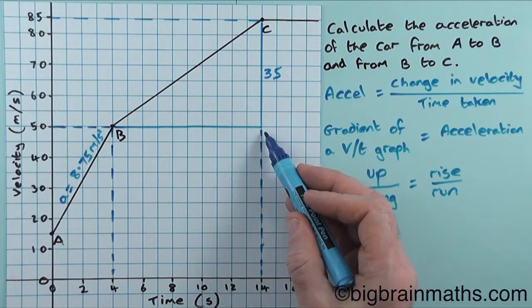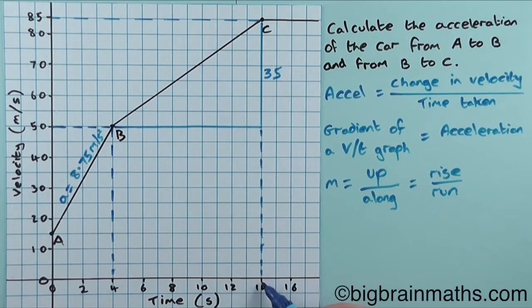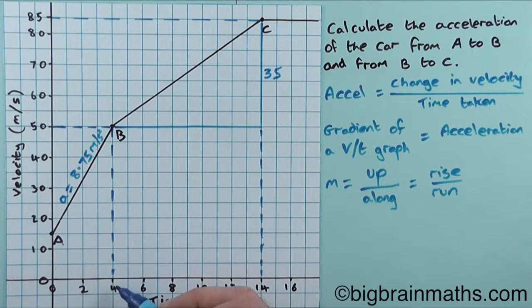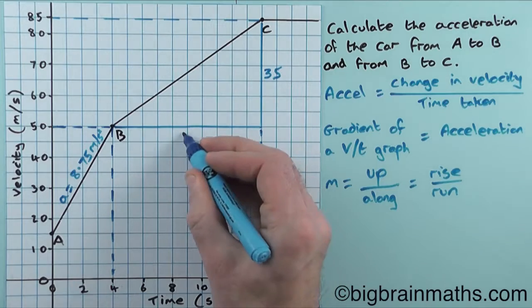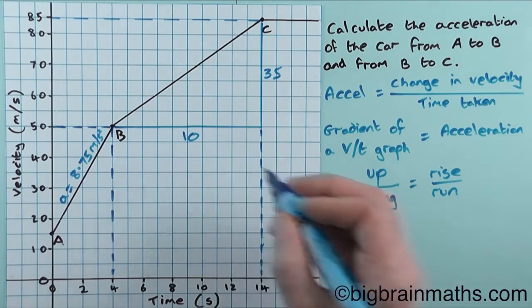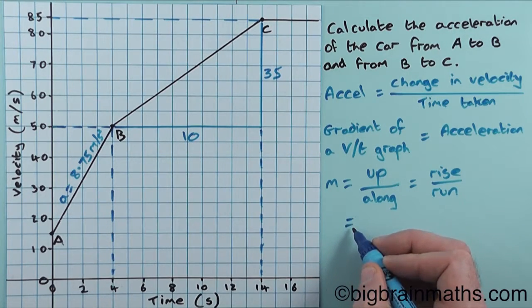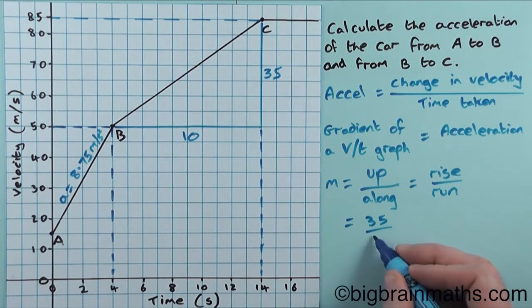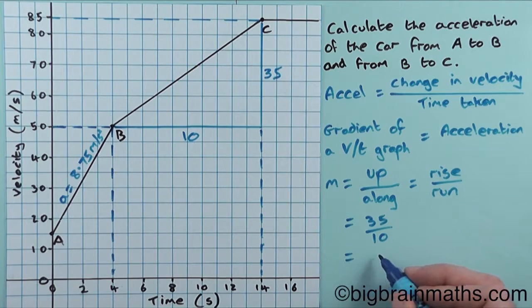And then the along distance we work out the same way. So the along distance here finished at 14 and it started at 4. So the along distance of the triangle was 10. Now we can work out the gradient of the line. So the up distance was 35 and the along distance was 10. So the gradient is 35 divided by 10, which is 3.5.